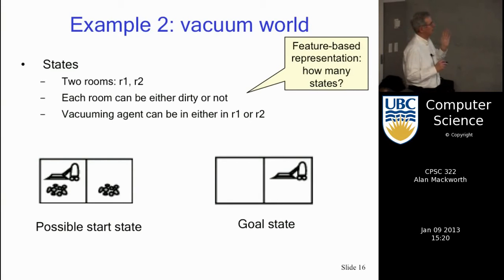8, right? If we only had one room being dirty or not, that would be 2 states. If we had 2 rooms that could be dirty or not, as we do, that would be 4 states. But we've also got to say where the robot is, right? That's another 2 possibilities. So 2 times 2 times 2 is 8. 2 cubed in this case, right? Is that clear? How we got from 3 features to 8 states. Okay?